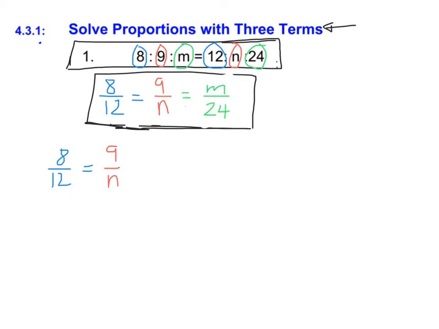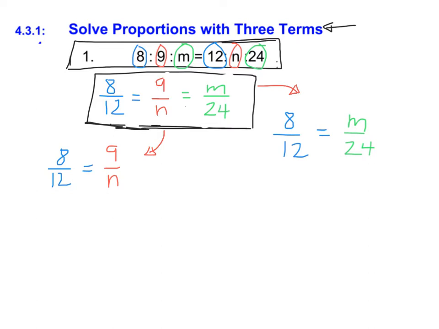At the same time, if I wanted to figure out what m is, I would erase this middle fraction, and I would have set up that 8 over 12 is equal to m over 24. So that's how you would set this up. Even though you have 3 different fractions here, all the fractions are equal to each other. So I picked 8 over 12 equals 9 over n, and then 8 over 12 also equals m over 24, because all of these fractions are equal to each other.